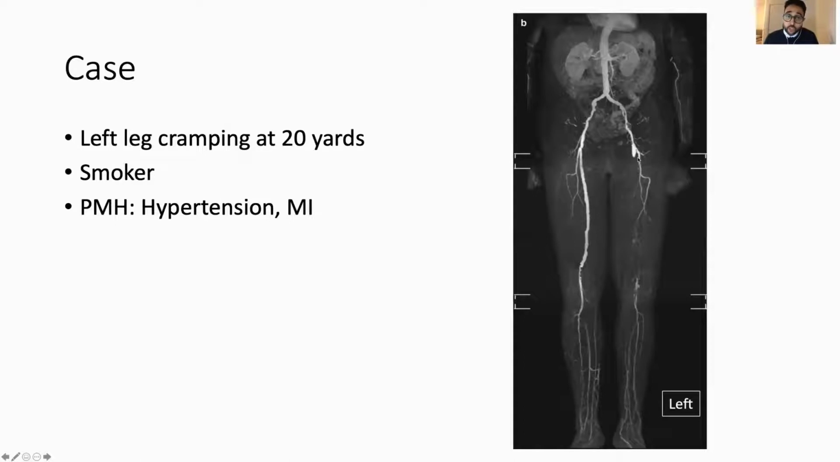Interestingly, this patient's got good collateralized blood flow because they've actually got blood in the popliteal artery here, which is filling via branches from the profunda. And actually, there's some reasonable blood getting down to the crural vessels here on the left as well.